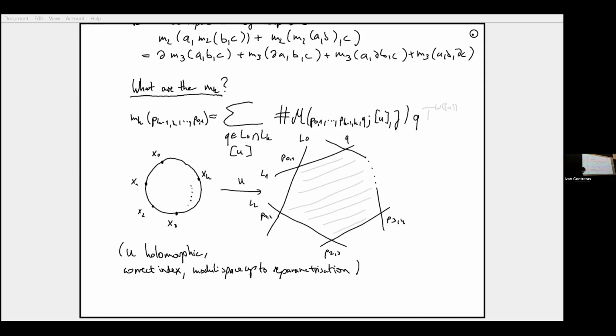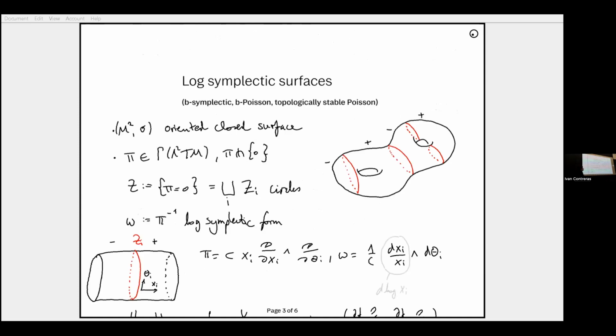Yeah, so that's roughly how that works. Now I don't want to talk about symplectic surfaces. That has been done before. I want to talk about log symplectic surfaces, which you might also see referred to as B-symplectic, B-Poisson, or, in the original publication treating these surfaces, topologically stable Poisson surfaces.